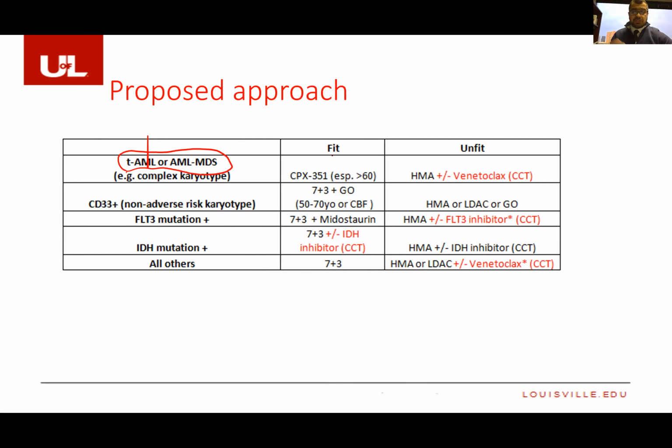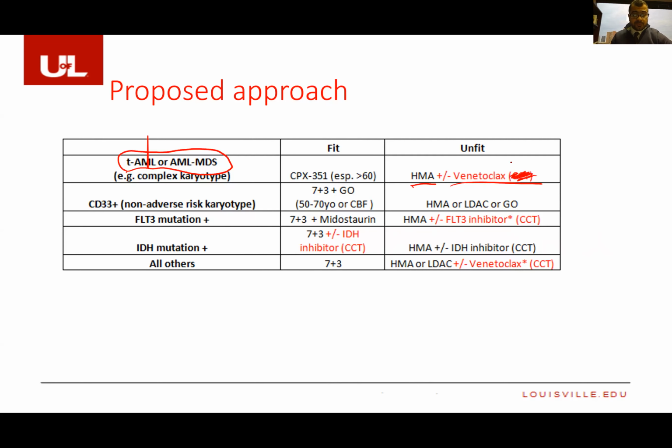Why? Because it just works better than 7+3. Also, we have to remember, it's more expensive, so that's a drawback to it. If they are unfit, now, this is not a clinical trial anymore. This is approved in the unfit AML in general, not even therapy-related. You can use hypomethylators with venetoclax. In therapy-related AML and AML-MDS, it's just another AML with bad prognosis. All right, so that's in that group.